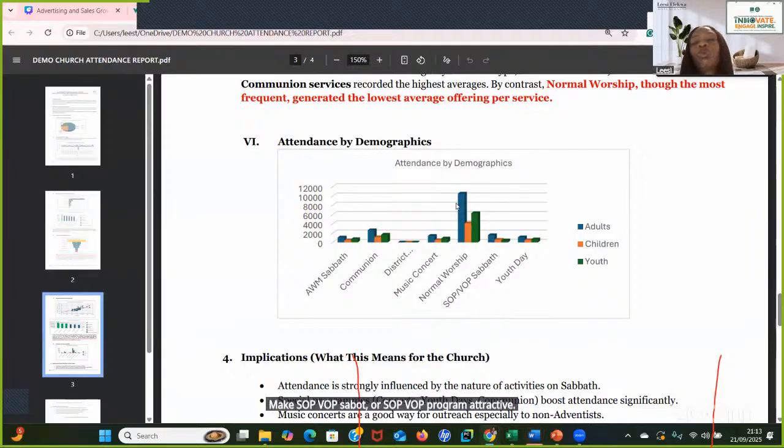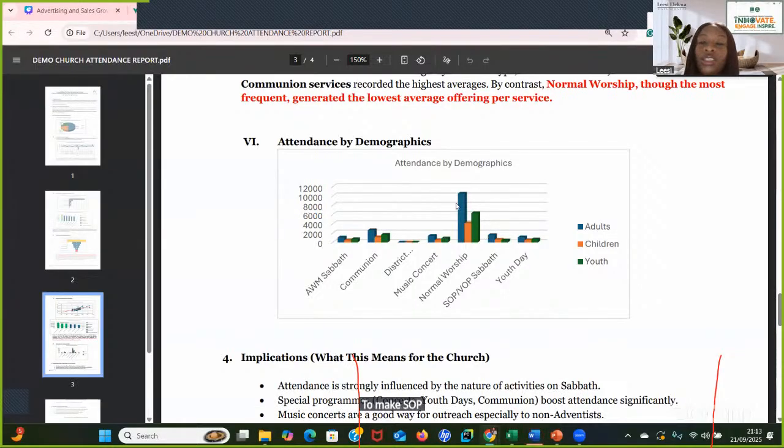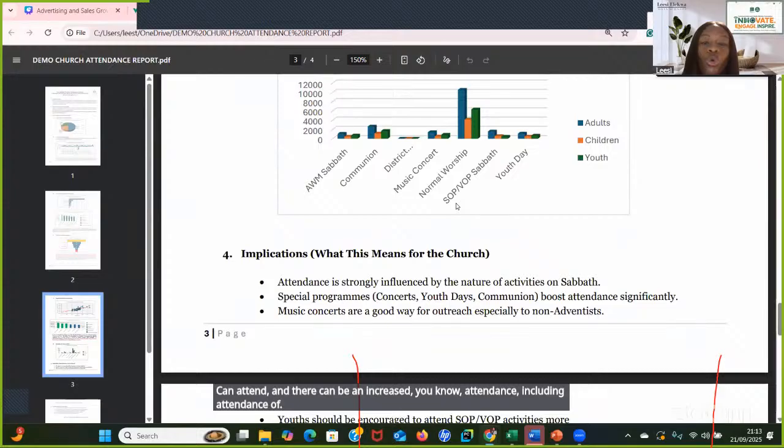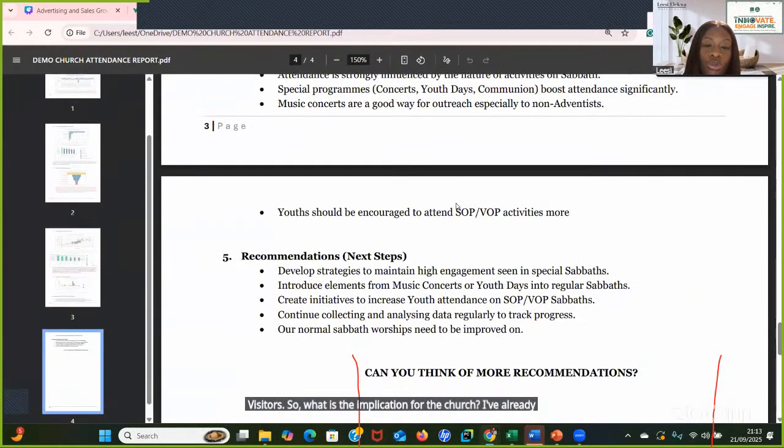The way that people turn up for music concerts, there has to be something that can be done. There has to be a strategy that can be put in place to make SOP VOP Sabbath attractive so that members can attend and there can be an increased attendance, including attendance of visitors. So what is the implication for the church? I've already mentioned that. I won't go through that again.